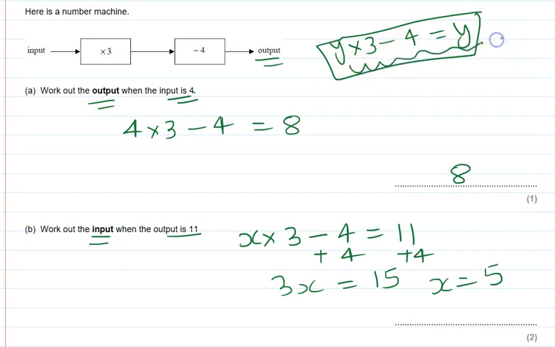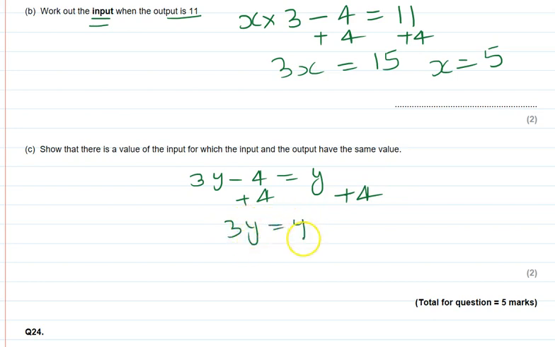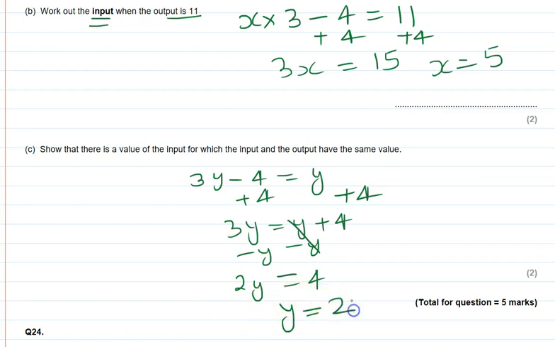3y minus 4 equal to y. Yeah, so let's write down here 3y minus 4 equal to y. So let's do plus 4 both sides. So we got 3y equal to y plus 4. Now minus y both sides, so we got 2y, because this is cancelled, equal to 4, and divide by 2 both sides, so y we got 2. Next question.